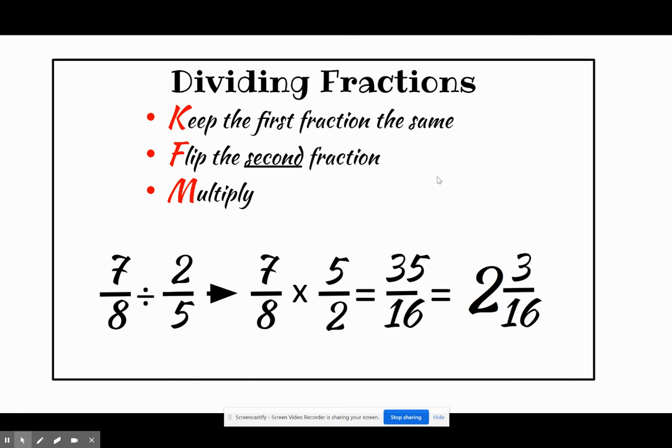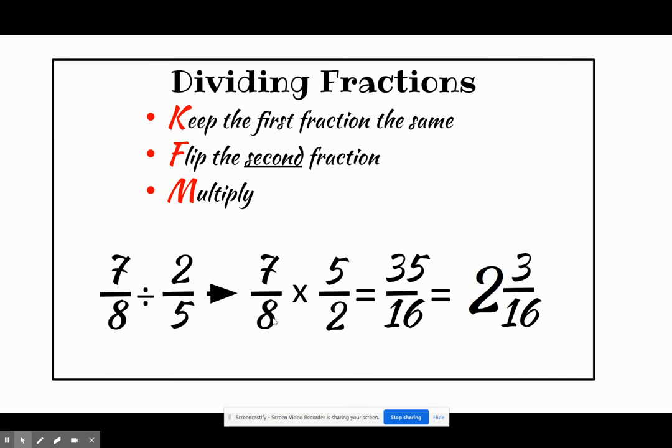Dividing fractions, one extra step. Actually, you never divide fractions, you multiply. What you do is you keep the first fraction the same. That's what that K is for. Keep the first fraction the same. You flip the second fraction. You cannot flip the first fraction. It has to be the second fraction. You flip it so it's upside down, and it becomes automatically a multiplication problem.